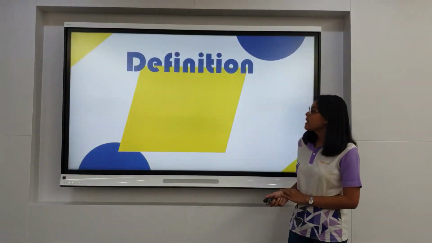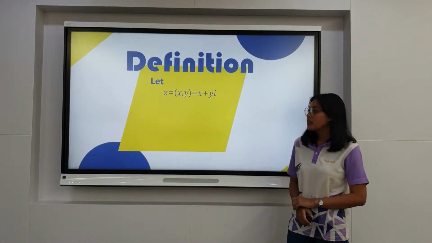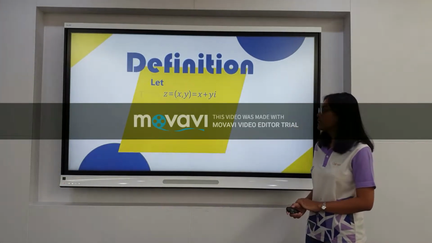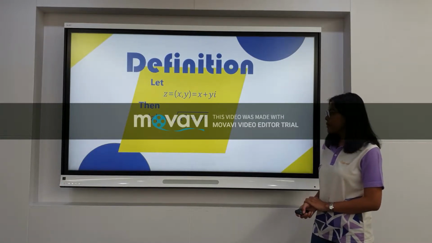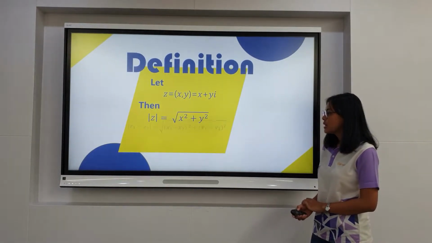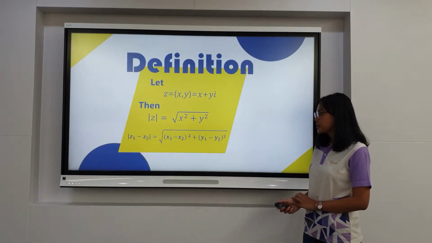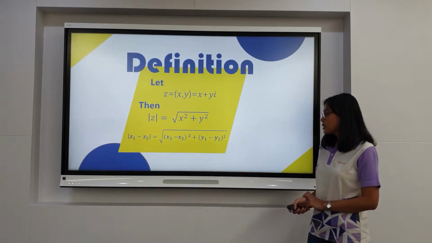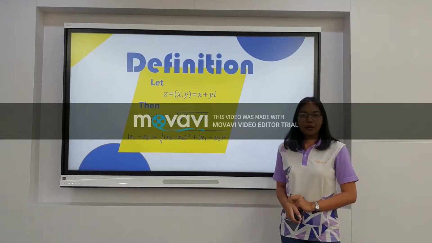So next, this is the definition of absolute z. Let z equal (x, y), or x plus yi. Then absolute z equals the square root of x squared plus y squared. So we get absolute z1 minus z2 equals the square root of x1 minus x2 squared plus y1 minus y2 squared. So next, we want to prove 6 properties.